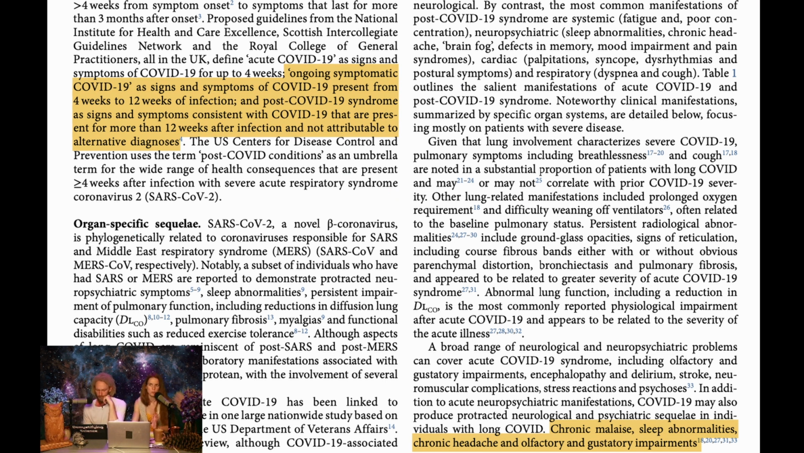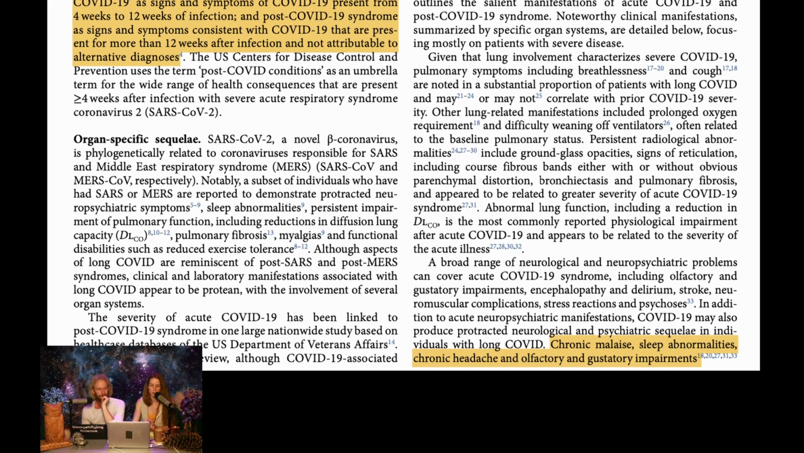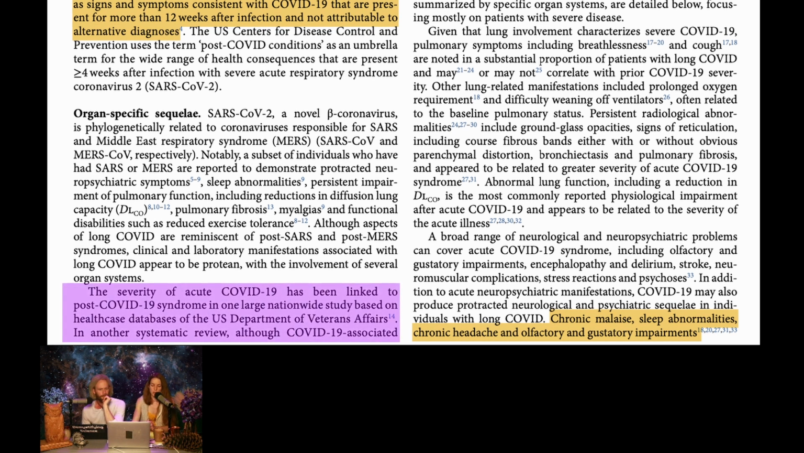The next question is, well, are all systems affected equally, or are all people affected equally? Is mild COVID the same thing as severe COVID? And this is where, immediately, right off the bat, we're kind of getting into territory that seems poorly or difficult to fully elaborate on. Because they say that the severity of your initial, acute COVID-19 has been linked to post-COVID-19 syndrome in one large nationwide study. Okay, so there's at least one study that says that the worse your COVID is, the worse your long COVID is.